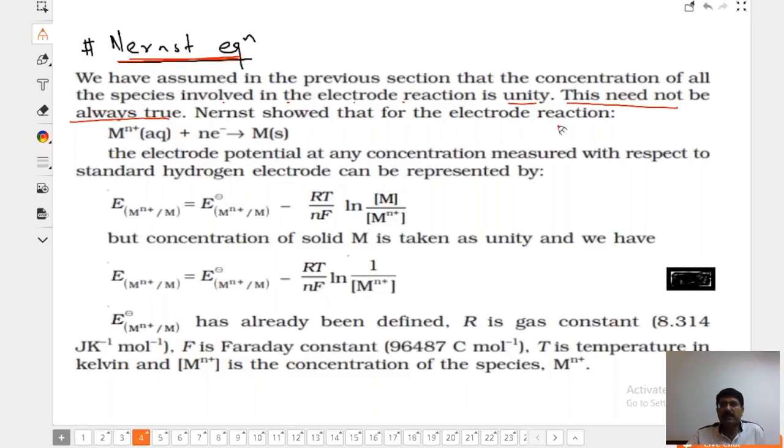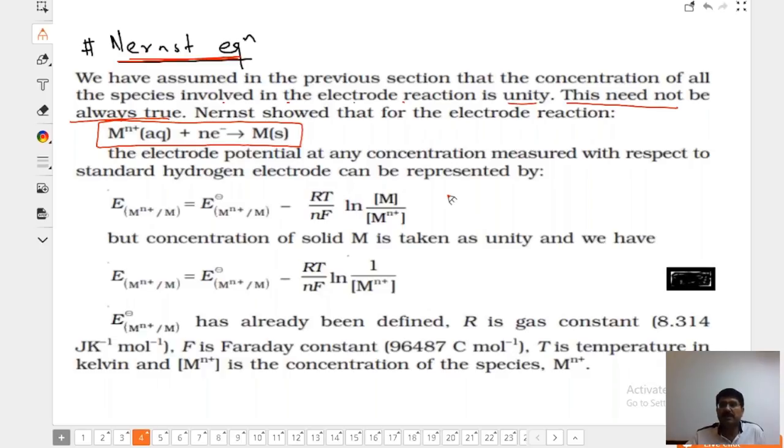He showed that for an electrode reaction, every equation will be written in the reduced form only. The electrode potential at any concentration, measured with respect to SHE, can be represented by this. At any other concentration, this is coming from E naught minus RT by nF, natural log of this by this.